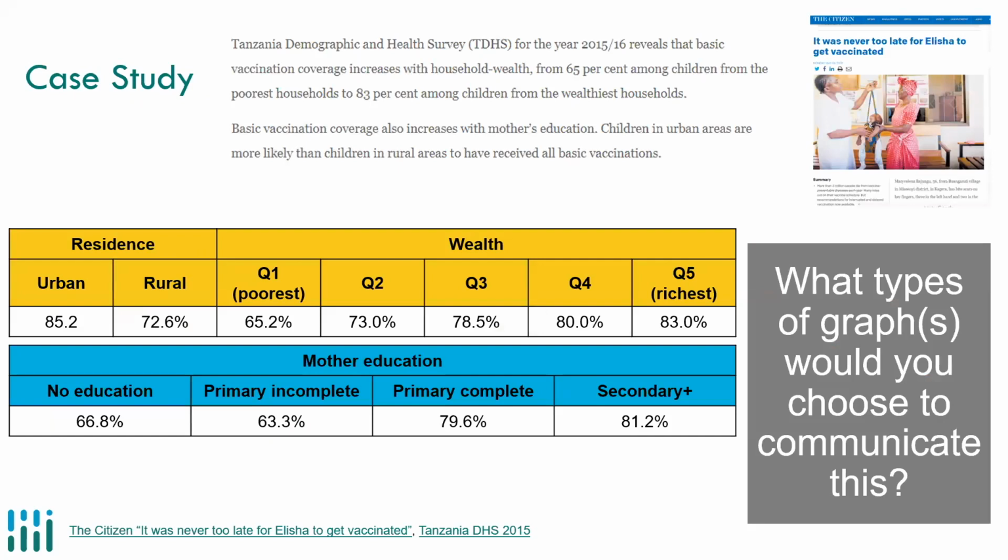So this is a case study that I've created, from the Citizen newspaper. This is data from the Tanzania Demographic and Health Survey for 2015 and 2016. The Citizen news article highlights how basic vaccination coverage increases with household wealth from 65% among children from the poorest households to 83% among children from the wealthiest households. So focusing on that message that the Citizen wanted to relay, what types of graphs might be appropriate to visualize this data? Feel free to share in the chat or talk to your neighbor if you're in person.